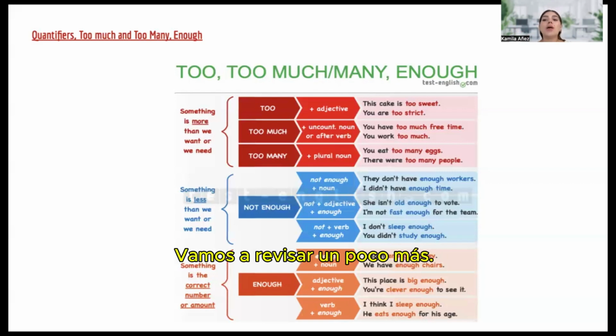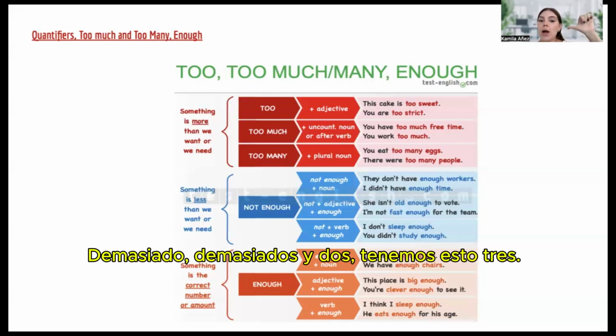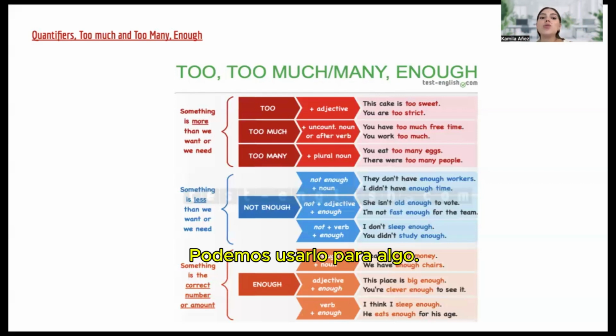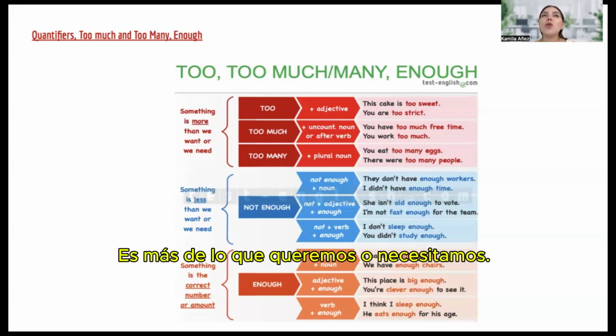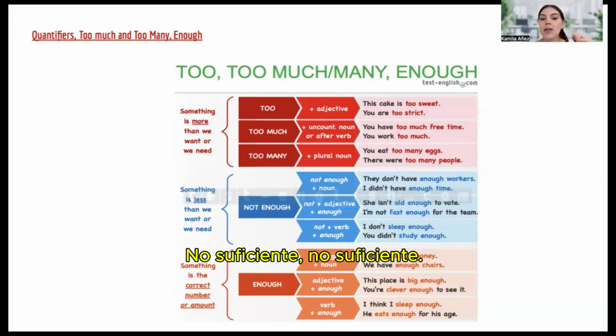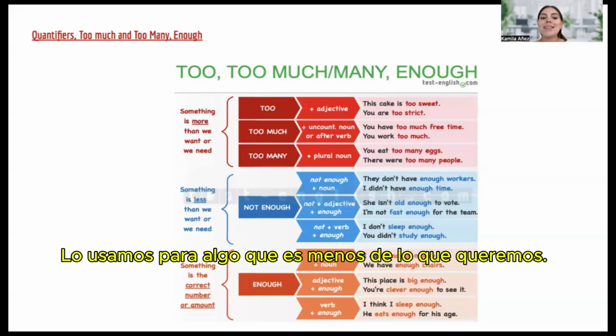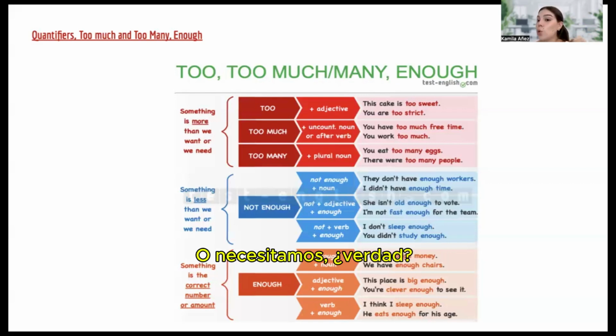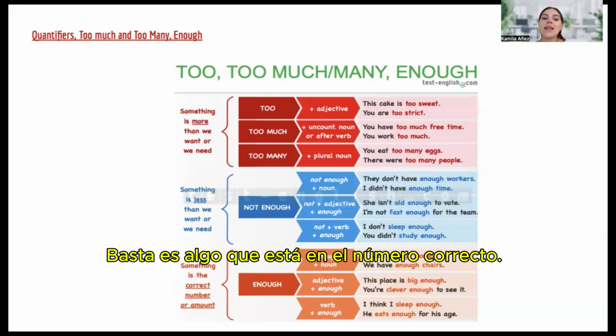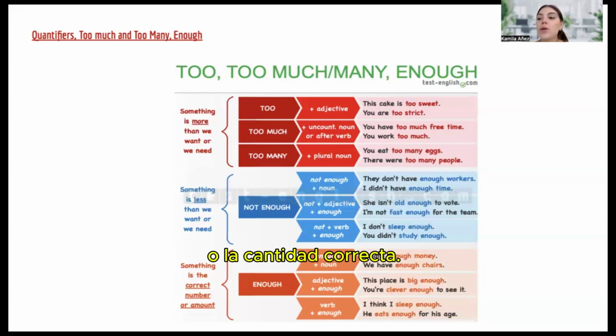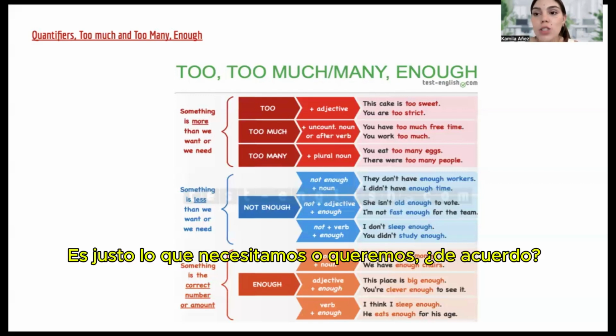All right, so let's review a little bit more. Too much, too many, and too. We have these 3. We can use them for something that is more than we want or we need. Not enough. We use it for something that is less than we want or we need, right? It's less, menos, all right? And enough. Enough is something that is in the correct number or the correct amount. It's just what we need or what we want, okay?